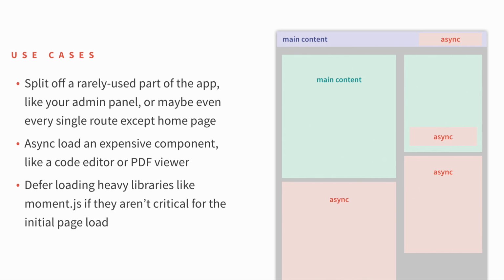And there are always some heavy libraries like moment.js. You might not need to display that timestamp that says how many minutes ago it was, the first thing that people see on your page. You might be able to defer that until after the initial page content is already rendered. And here I have this nice diagram that has some main content and marks some parts of this page that could be async. So even on a component by component level, you could load that stuff later.